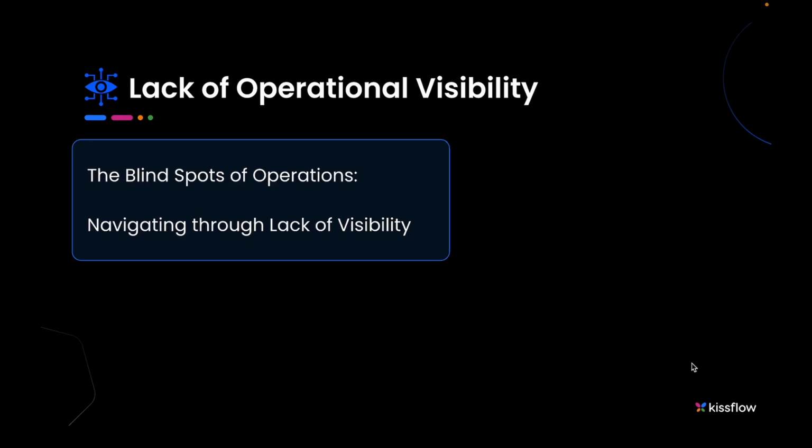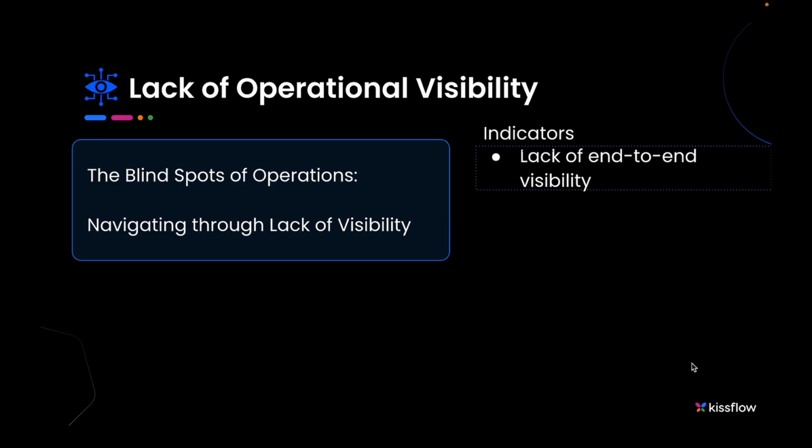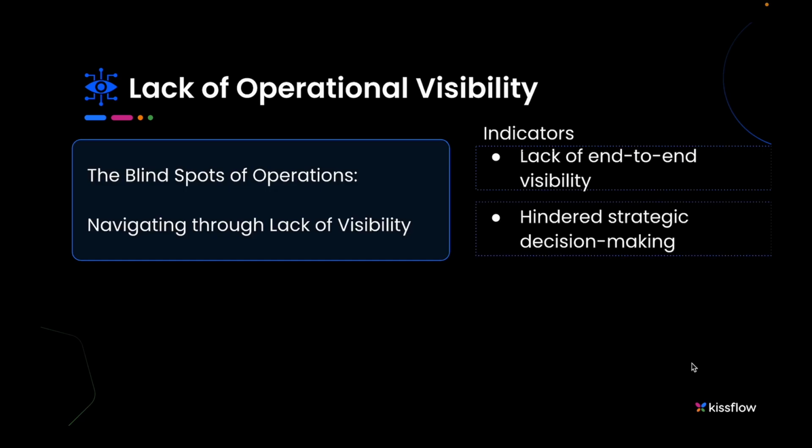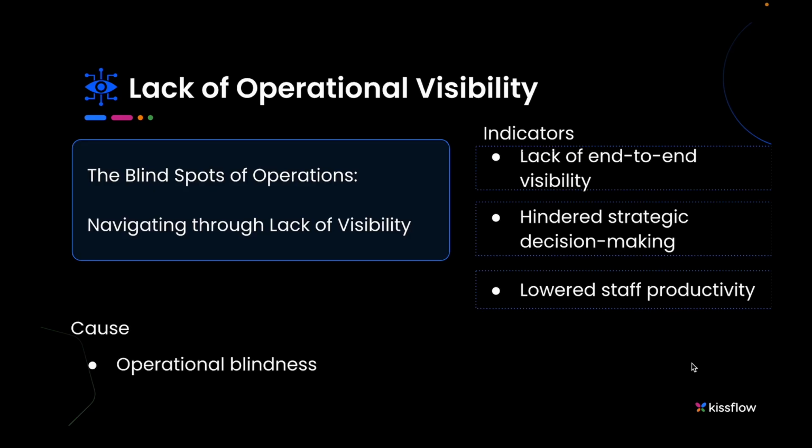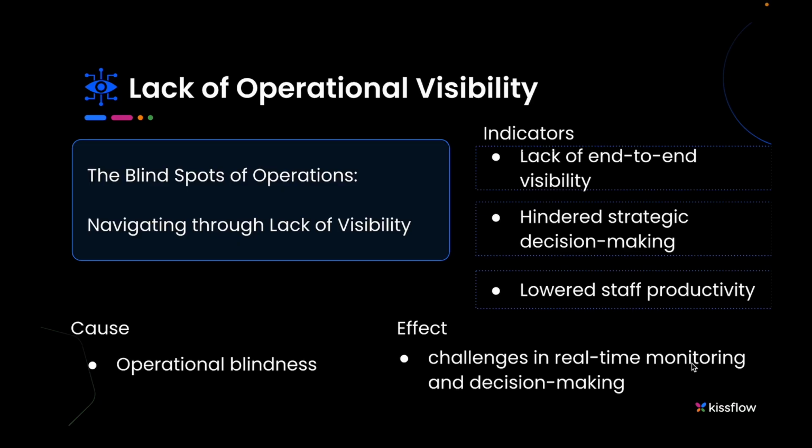The second challenge is operational blindness, where companies lack end-to-end visibility, and this hinders strategic decision making, and of course it lowers the staff productivity. So what causes it is operational blindness, and the effect of that is going to be real-time monitoring challenges and difficulty taking the best informed decisions.